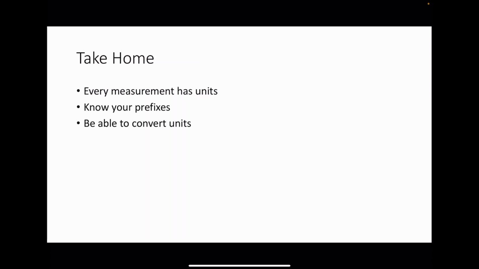And then the take-home summary from this, what you need to get from this video, is that every measurement has units. A measured value without units is just a number. You need to know those prefixes, the millis, the centis, the kilos, and you should be able to convert between units pretty easily using the prefixes and conversion factors.